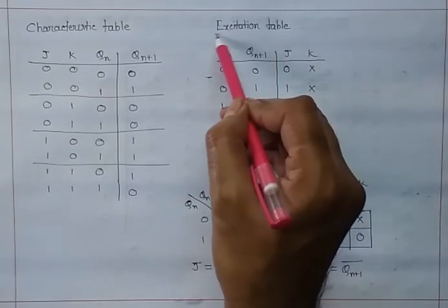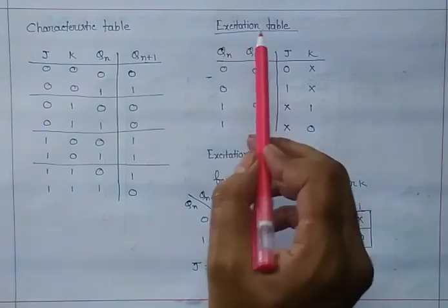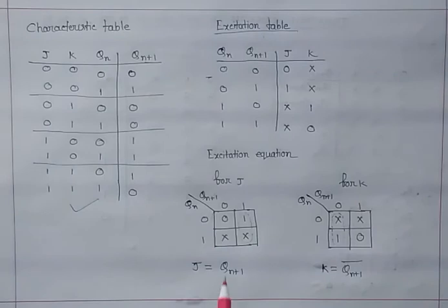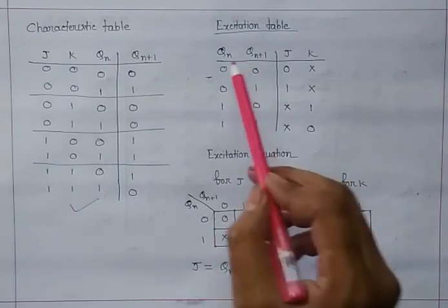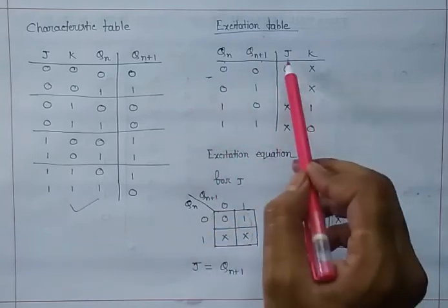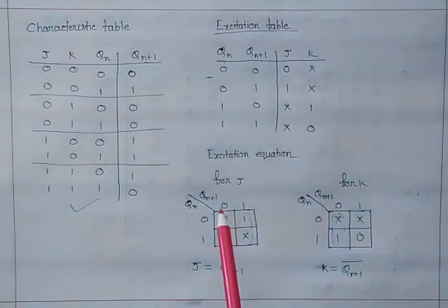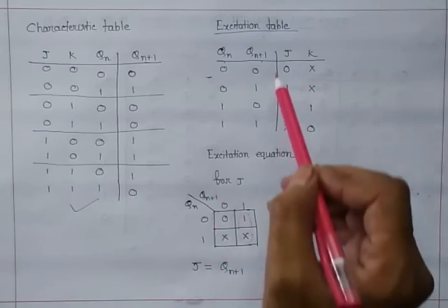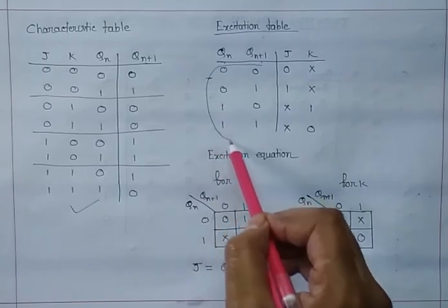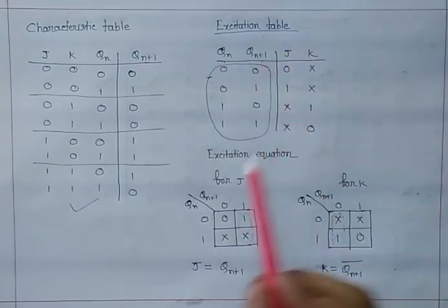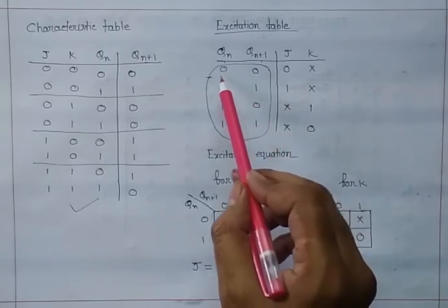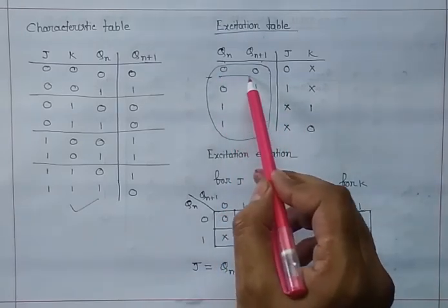Now the excitation table. To form the excitation table, we have to know the characteristic table. Here we will take two inputs Qn and Qn plus 1, and we will take two outputs J and K. So write this input pattern Qn and Qn plus 1 like this. So what will happen when Qn and Qn plus 1 is 0 0?